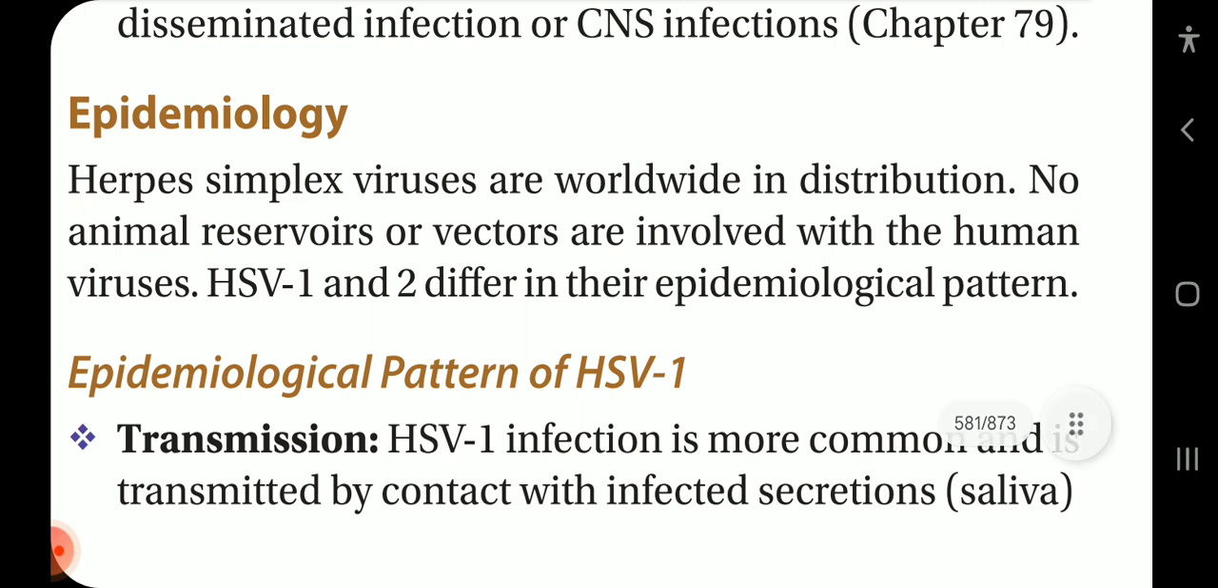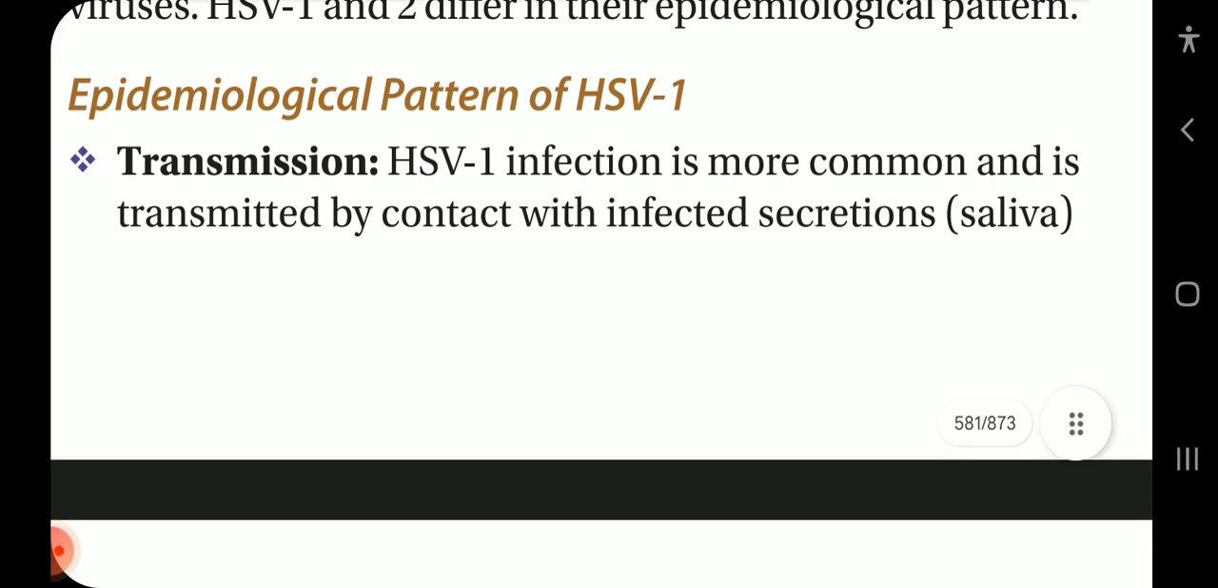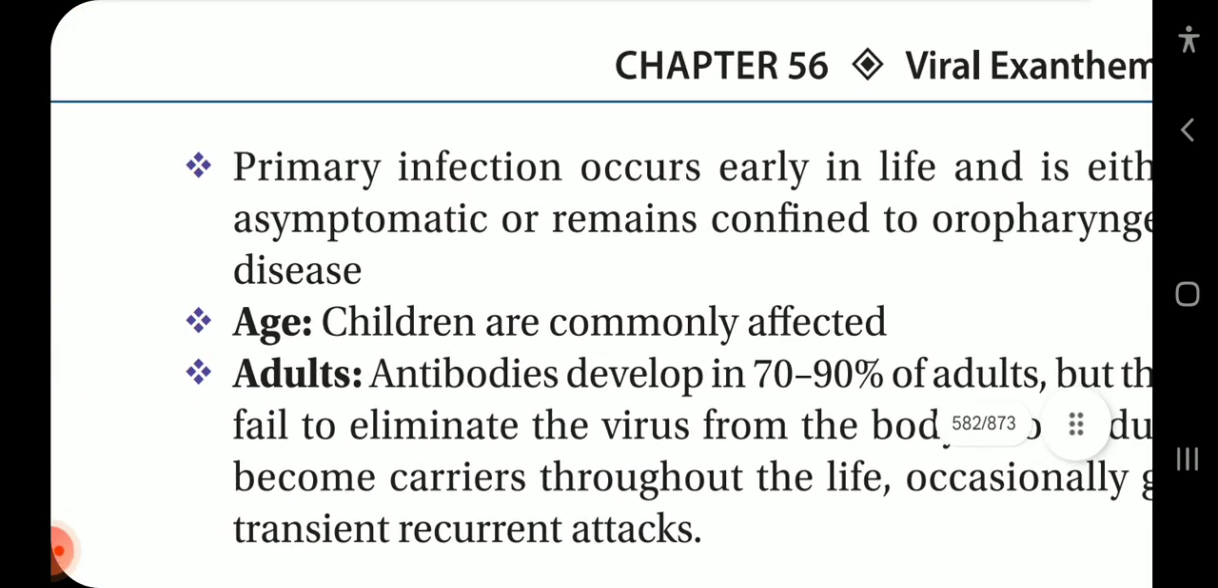Epidemiology. Herpes simplex viruses are worldwide in distribution. No animal reservoir or vector is involved with the human viruses. HSV-1 and 2 differ in their epidemiological pattern. Epidemiological pattern of HSV-1 transmission: HSV-1 infection is more common and is transmitted by contact with infected secretions like saliva.